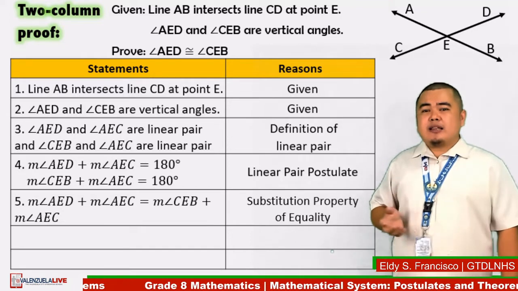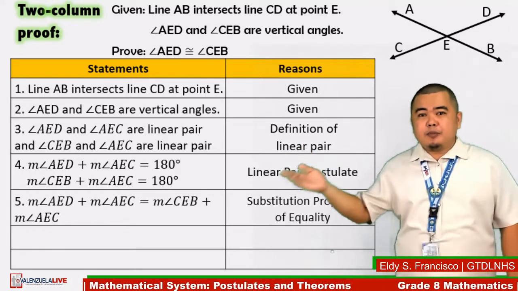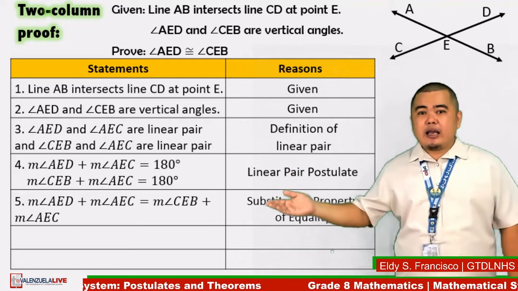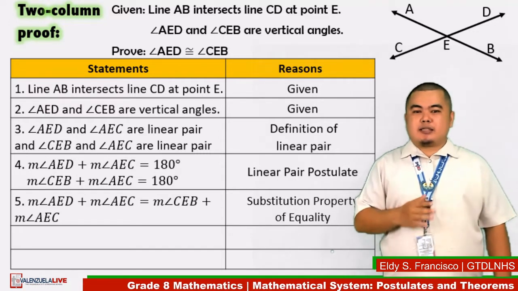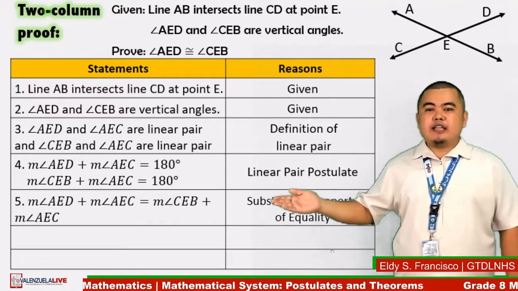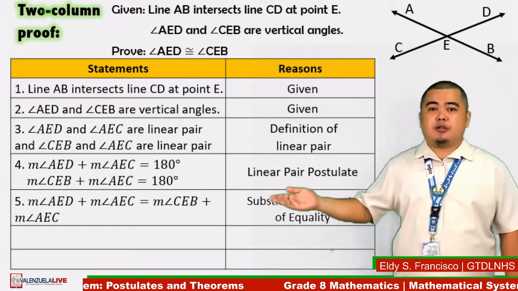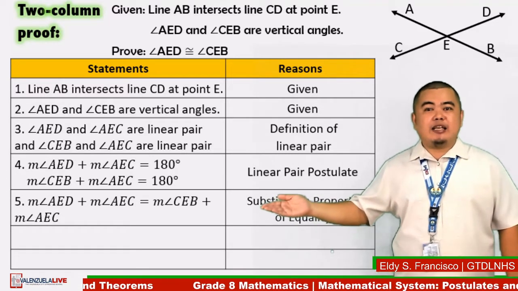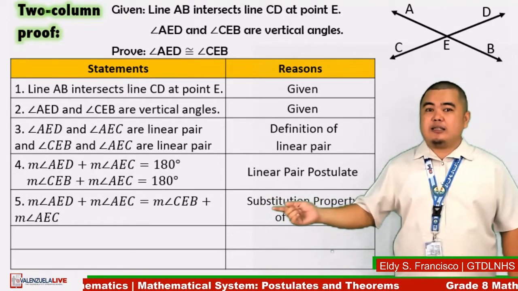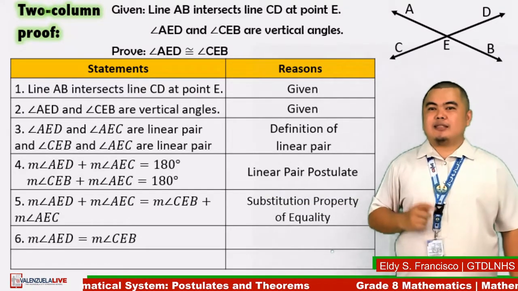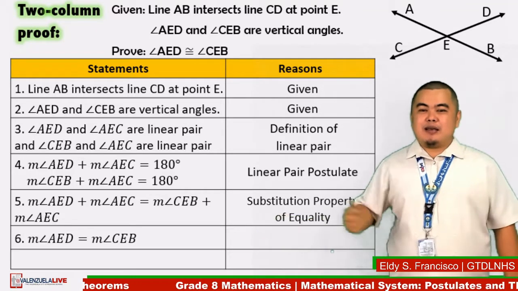The reason can also be transitive property of equality. Because remember, if A equals B and B equals C, then A is equal to C. Okay? Next, for statement 6, based on statement 5, we can subtract measure of angle AEC to both sides of the equation. So, if measure of angle AED plus measure of angle AEC is equal to the measure of angle CEB plus measure of angle AEC, then, yes, the measure of angle AED is equal to the measure of angle CEB.